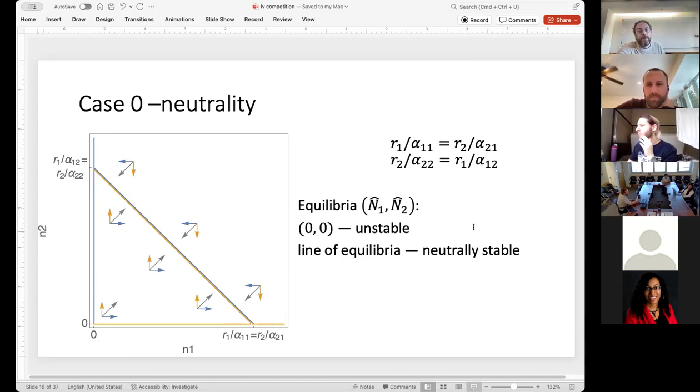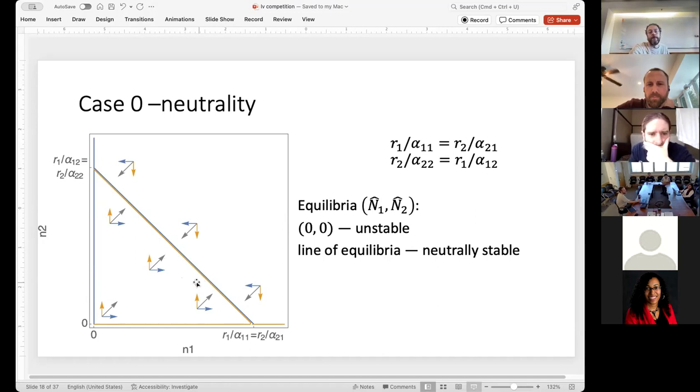So the idea of neutral competition is essentially the 2 species are interchangeable. You can't tell them apart, they have identical effects on each other. And when that's the case, then their isoclines completely overlap. And then the stability analysis gets weird. So here there's an equilibrium at 0, which is unstable. But then we have this whole weird degenerate line of equilibria.